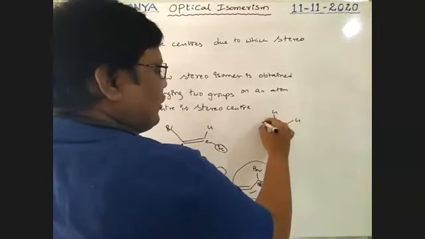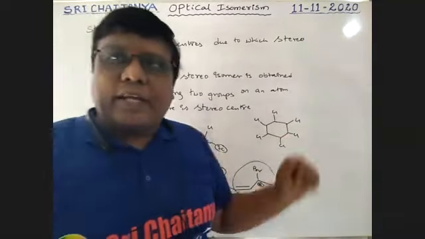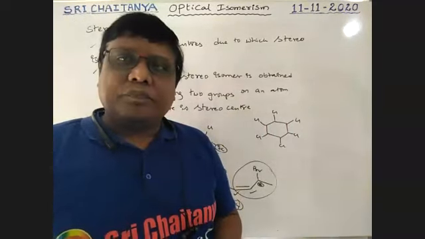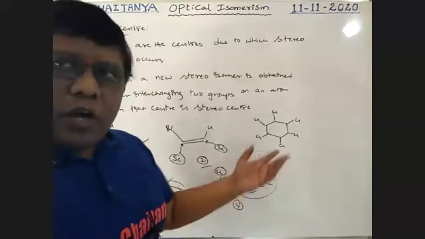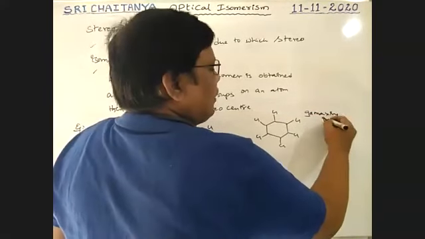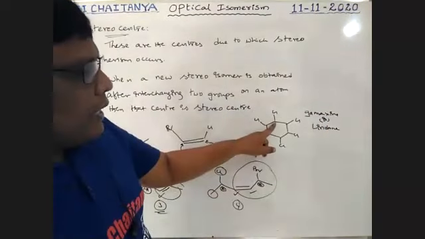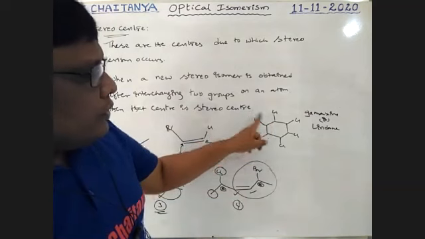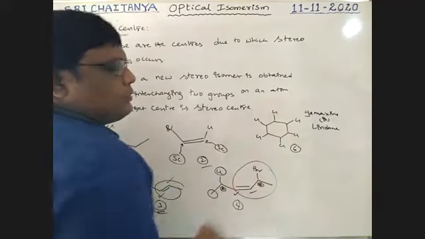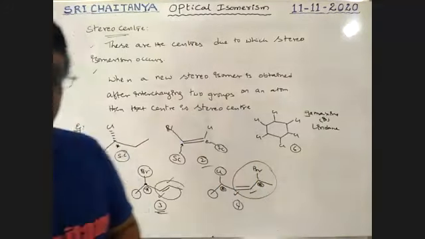Now what about this? All are attached with chlorine, boys. This is called hexachlorocyclohexane, which is commonly called our daily used gammexane, an insecticide, or lindane. These are the names of this compound, boys. Here, every carbon is bonded with different groups, so every carbon is a chiral center. A total of 6 stereogenic centers. So cis-trans is possible.